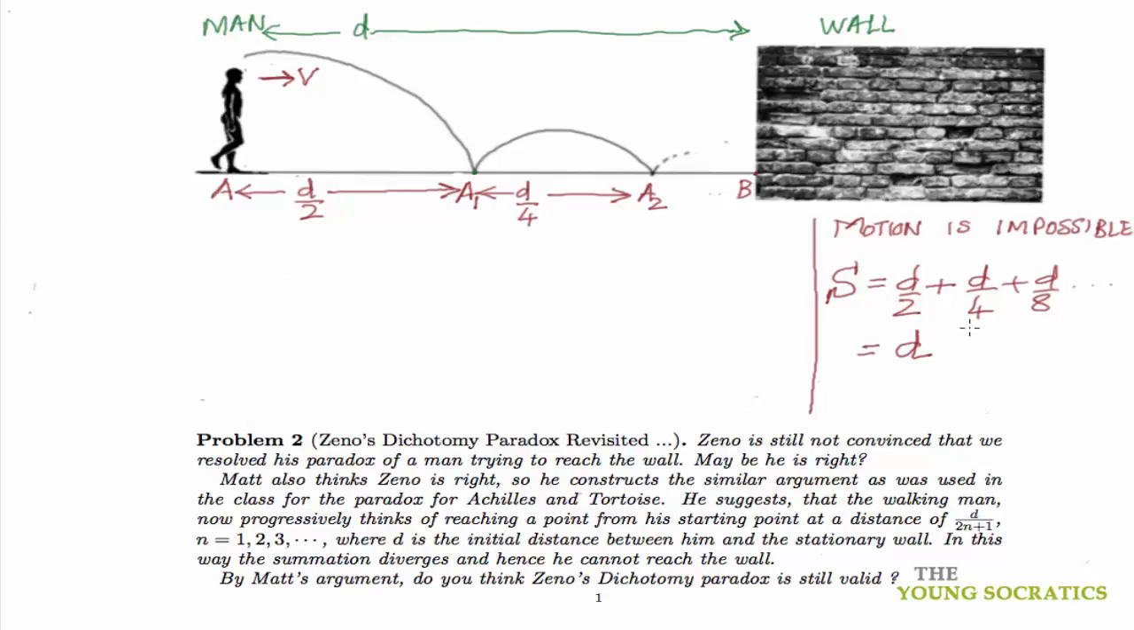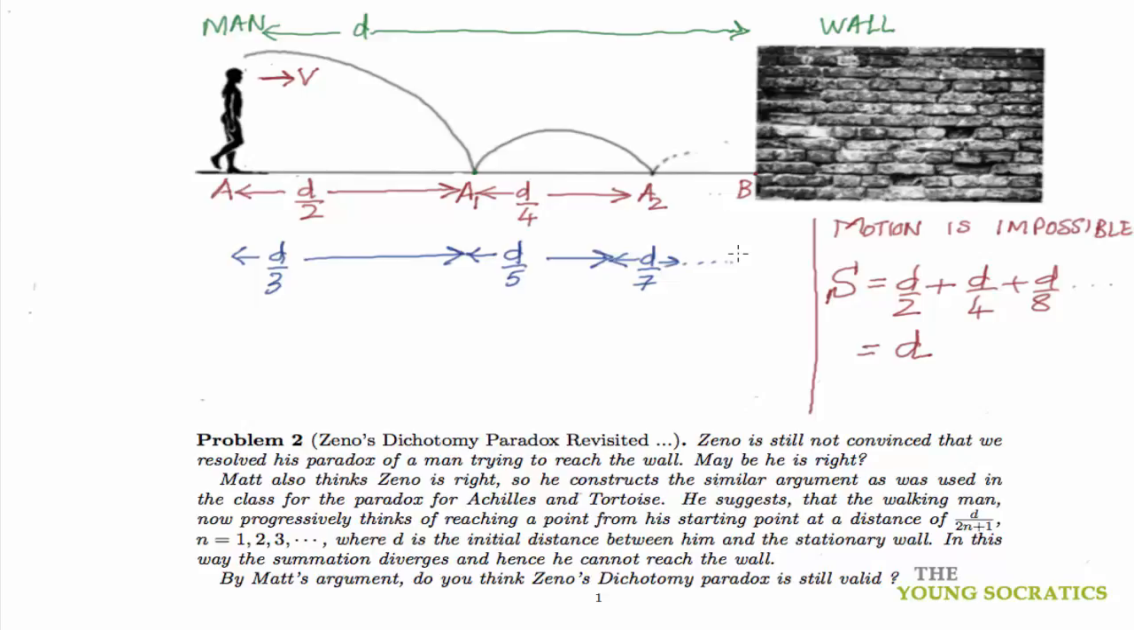Now in this problem, Matt is still thinking Zeno is right, so he's constructing another argument using a different kind of distances to prove that motion will not be possible. Matt is arguing that instead of taking distances d/2, d/4, first the man travels distance d/3. Then he travels distance d/5. Then he travels distance d/7, and so on and so forth.